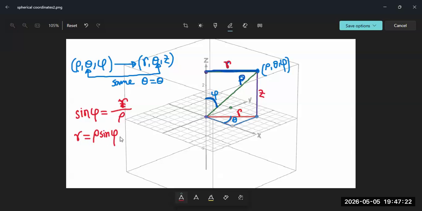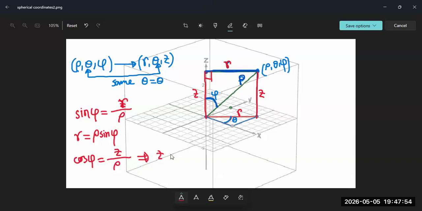So r is equal to rho sine phi, and we can calculate the z value because z is the height from the xy plane to that point in the Z direction. That particular height is basically this one, which is the base of this right angle triangle. So for calculating the base of this right angle triangle, we can use the cos ratio. So cos phi is equal to base divided by hypotenuse.